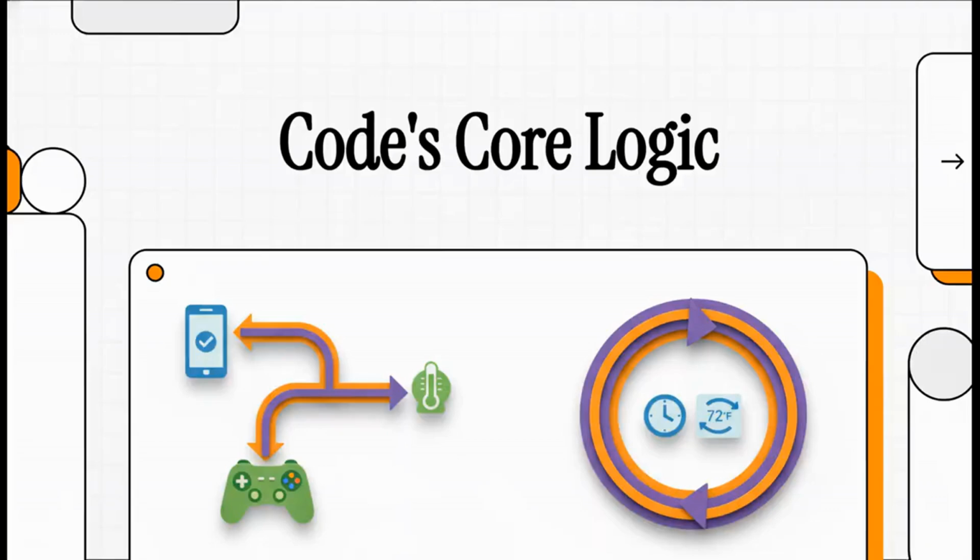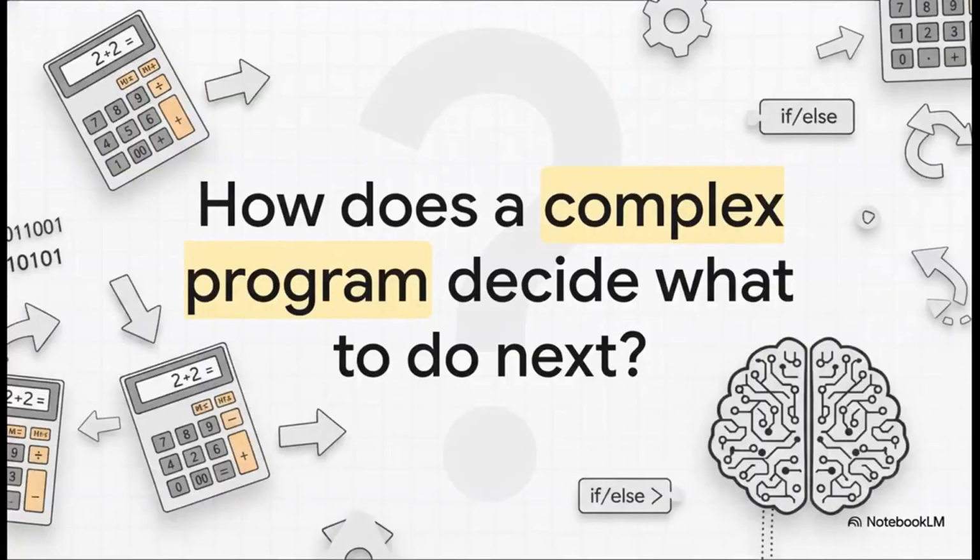Have you ever stopped to wonder how your favorite app or a video game or even your smart thermostat actually makes decisions? Well, I promise you, it is not magic. Today, we're going to break down the two secret ingredients that power pretty much all software, making choices and repeating tasks. I mean, really think about it.